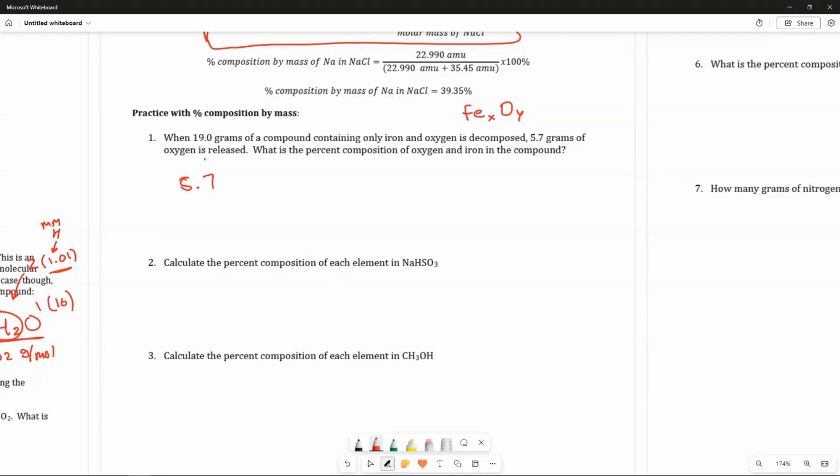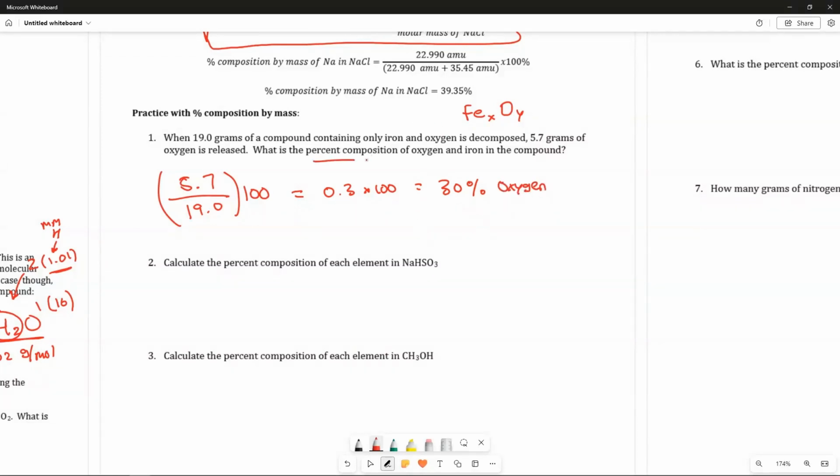Therefore, we would take that number as our part, and for our denominator, the whole value, we would put the mass of the total compound, which is 19.0 grams. So 19.0. And what do we have to do for percentage? We have to add that times 100 at the end. And therefore, if we plug this into our calculator, we will get 0.3 times 100, which is 30% oxygen.